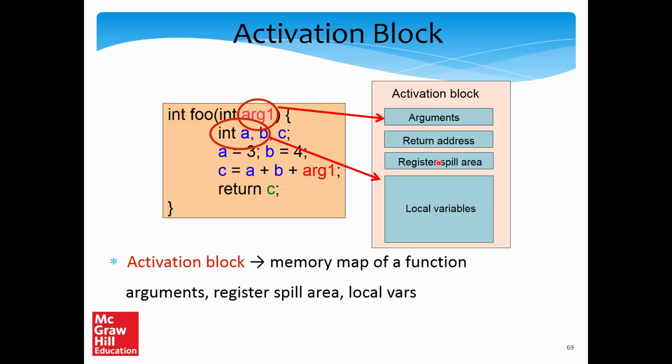So the activation block is essentially the region in memory that is tasked to keep all the values that are required for a function to execute. And as you see, after a function executes and after we return c, the activation block is not required.